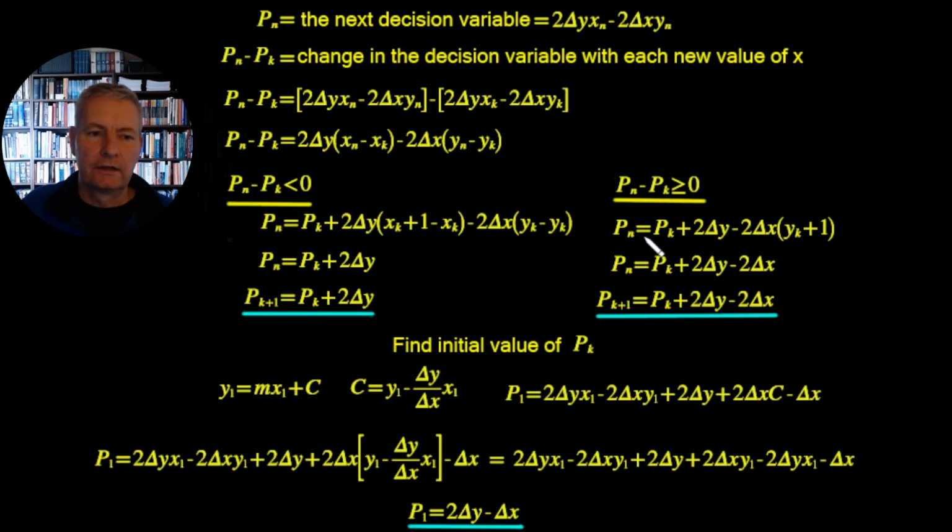So in this instance here, the value for our yk will now be yk plus 1. Whenever we multiply out the brackets, we're going to get our pk plus 2 delta y minus 2 delta x. And again, rather than call it Pn for next, we'll just call it pk plus 1. So pk plus 1 is going to be equal to pk plus 2 delta y minus 2 delta x. You can see it's different depending on whether this value is less than 0 or greater than or equal to 0.